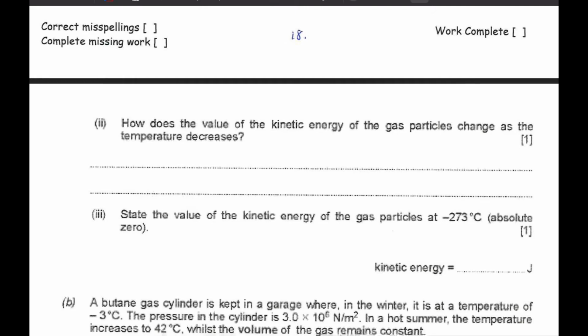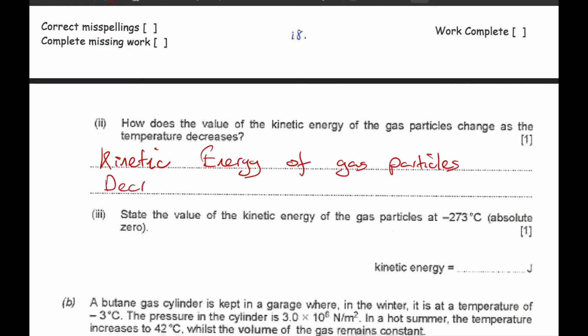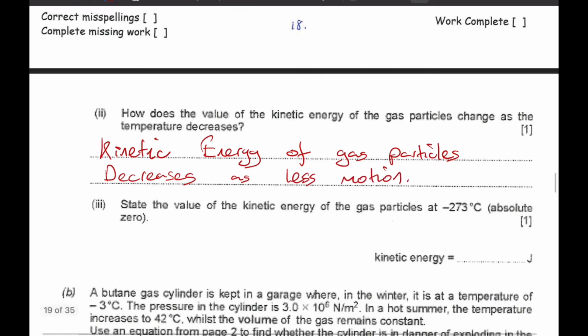So the first part of the question here is checking your understanding of particle theory. So we should know that as the temperature of a gas changes, the kinetic energy of the particles, or the motion of the particles, will change. So if we're reducing the temperature, that means the particles will have less kinetic energy, they'll move around less. So we'll say that the kinetic energy of the gas particles decreases.